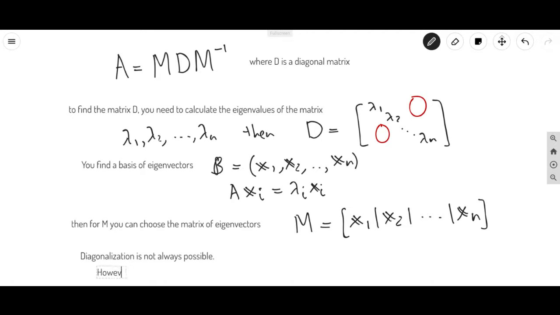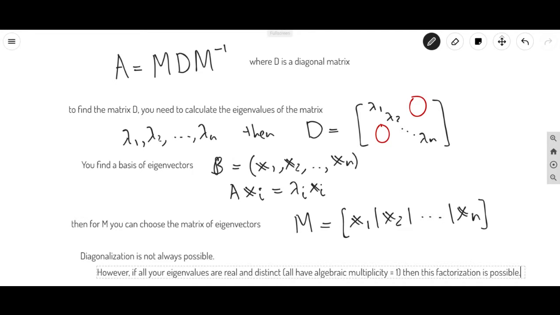However, if all your eigenvalues are real and distinct, right? So that means they all have algebraic multiplicity equal to 1, then this factorization is possible. Because in that case, you definitely have enough eigenvectors to do that, because for each eigenvalue, and since they're all different, you can find at least one eigenvector. And if you just pick whichever one that is and you arrange them like this in the matrix, then you will get the factorization that you're looking for.